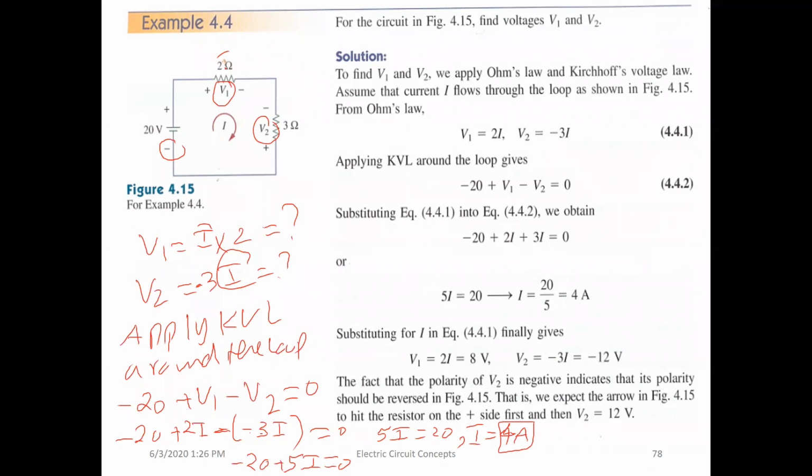After we define I, we are able to determine the voltages. V1 will be equal to 2 times I, which is 8 volt, and V2 will be minus 3 times I, which is minus 3 times 4, so minus 12. Okay, so 12 minus 12 is 0. As I said, you have to follow the direction of the current and pay attention to the polarity of the elements.